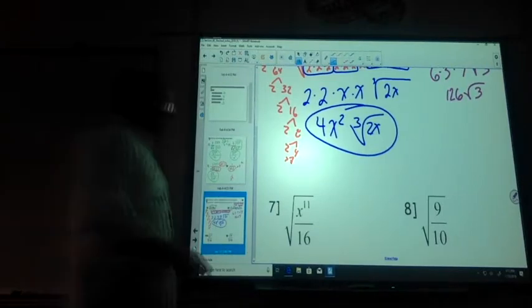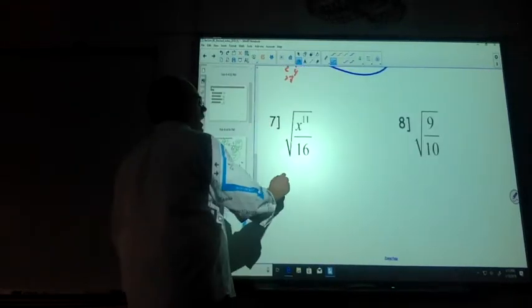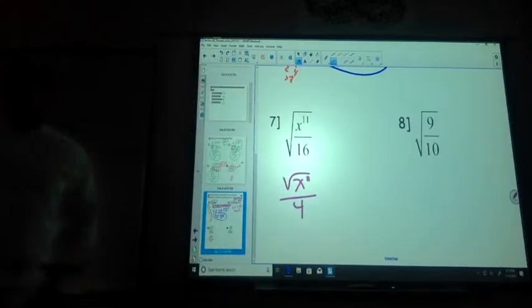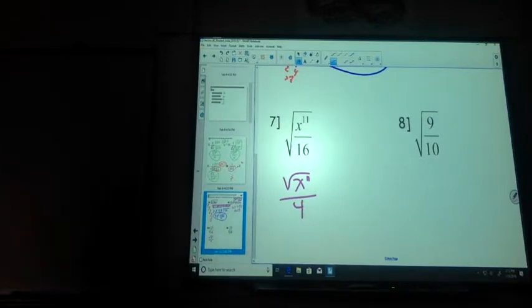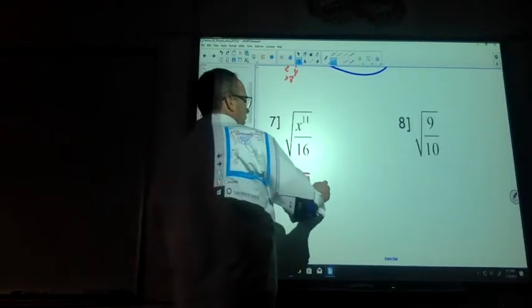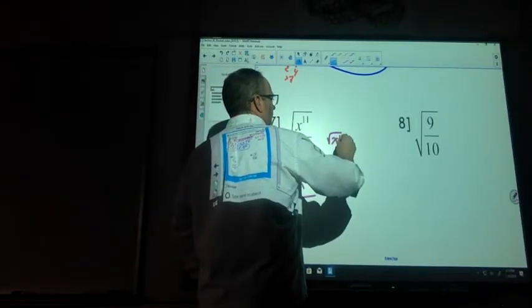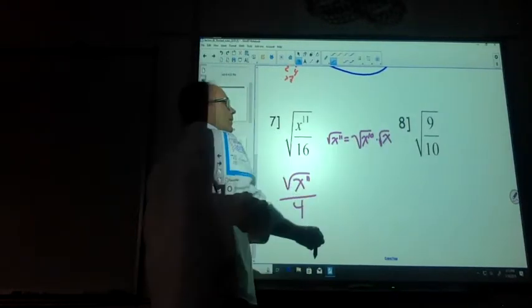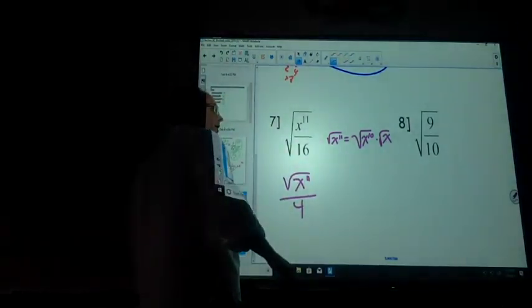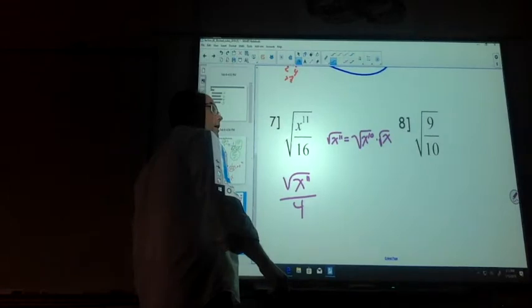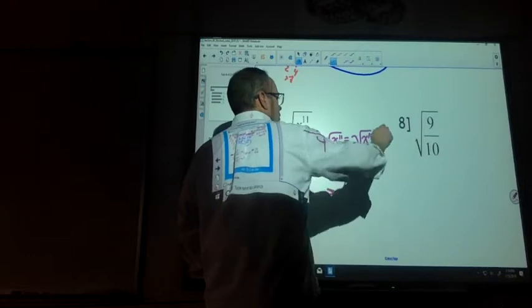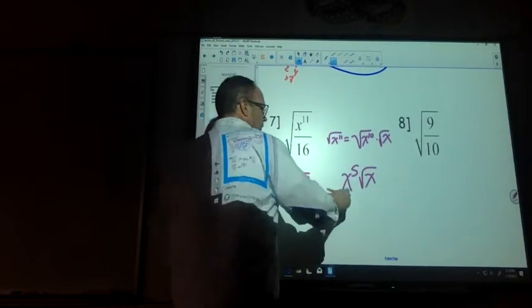Problem number 7. I'm just going to make this for right now. Is everybody okay with that? So, x to the 11th isn't a perfect square, but I can make it x to the 10th times x. Agree? What's the square root of x to the 10th? X to the 5th, thank you. So I get x to the 5th, square root x stays as is, all over 4. Done.